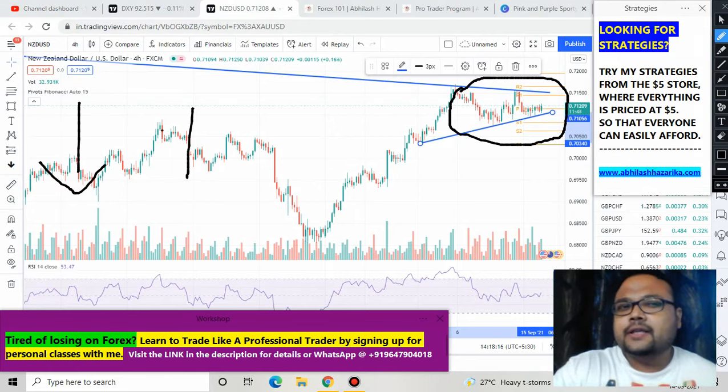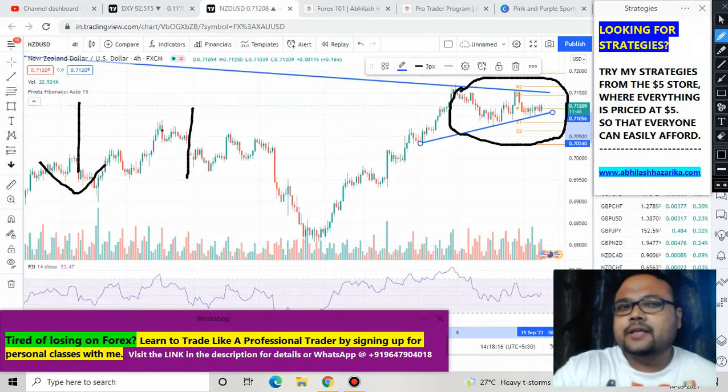Clear? And if we want to check out the higher time frame, we can go to the weekly time frame here. On the weekly time frame we can see that the important or prominent support and resistance levels are quite far away. So we have nothing from the weekly time frame. We are just left with these two lines here.